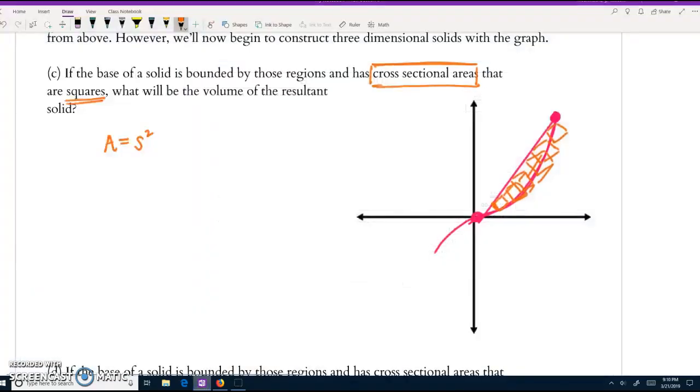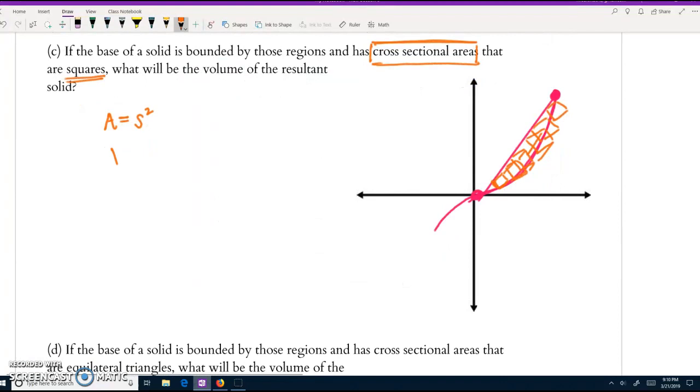If I want to transition from area to volume, what I'm going to do is take the integral of that side length squared with respect to whatever variable I'm operating with, which is going to be x in this case. And I'm going to go from the integration bounds where I intersect. In this case, that's going to again be 0 to 3. So let's set that integral up.